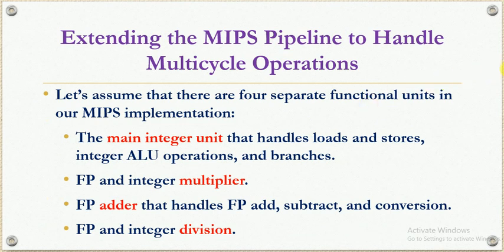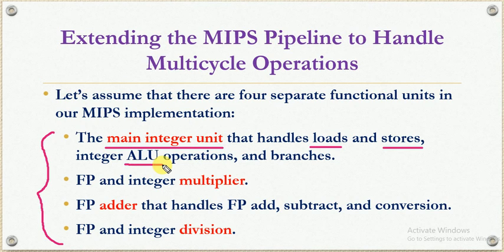Let us assume that our MIPS implementation consists of four separate functional units. Just for explanation, the first is the main integer unit. The integer unit is used for normal load and store operations, meaning the effective address calculation can be done using the integer unit. It is also used for normal integer ALU arithmetic operations and for branch operations related to integers.